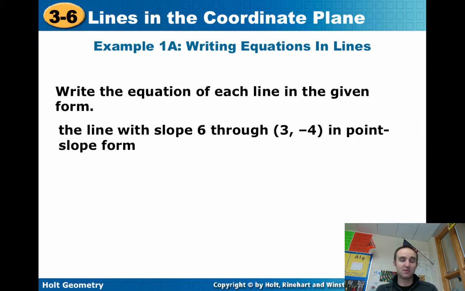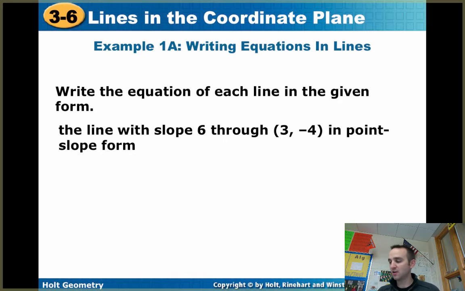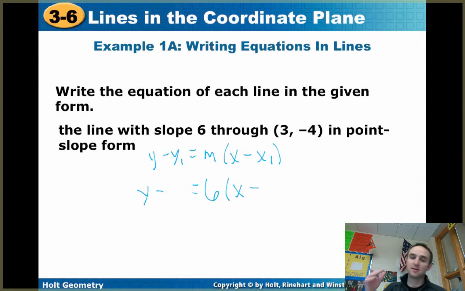Well, they gave us a point, they gave us a slope. We're simply putting it into point slope form. So if we look at this, our point slope form, remember, is y minus y1 is equal to m parentheses x minus x1. So we know our slope is 6, so we can replace the m with 6. The x and the y are going to stay x and y. We just need to fill in the x1 and the y1. Well, it's x minus x1. Our x1, our point here, our x-coordinate is 3. So that would be x minus 3.